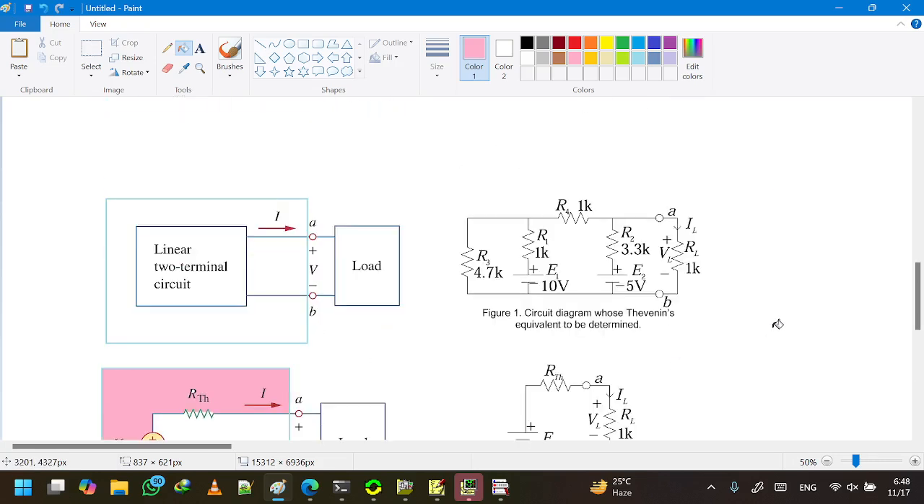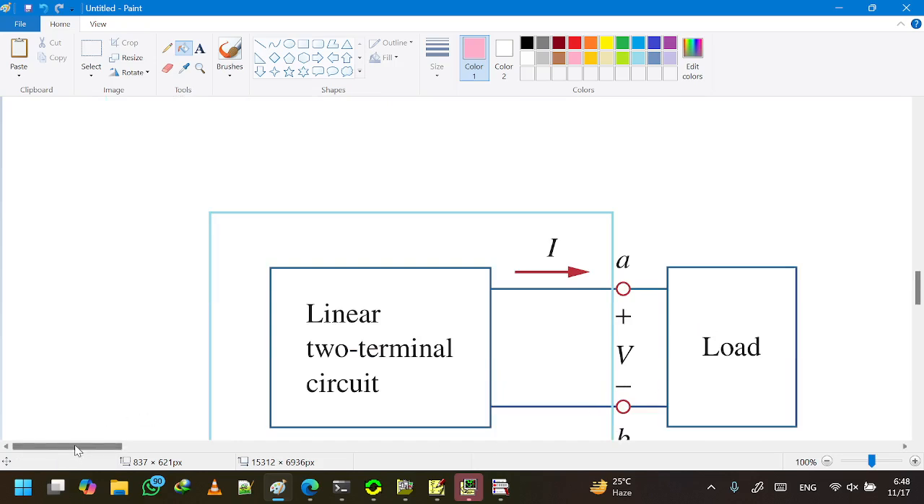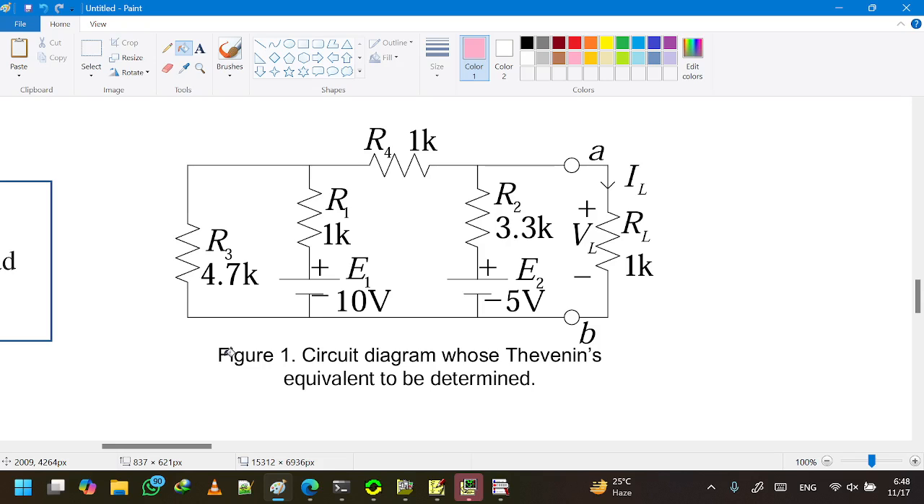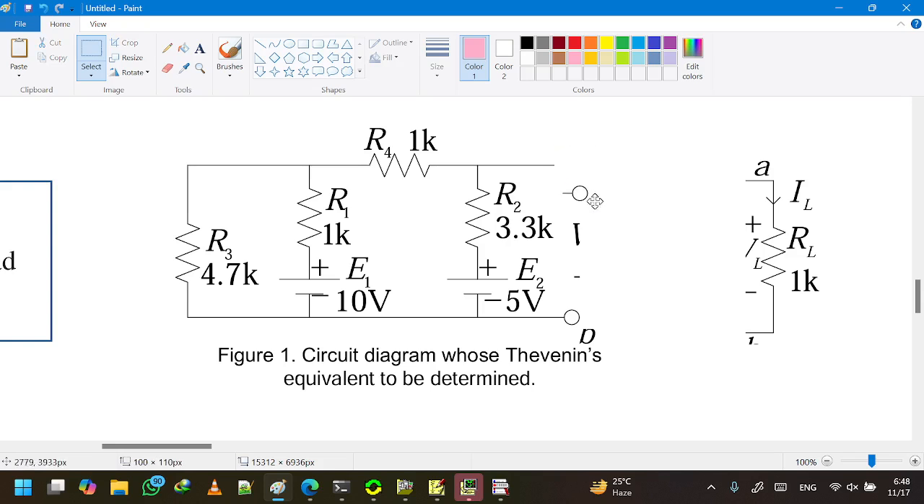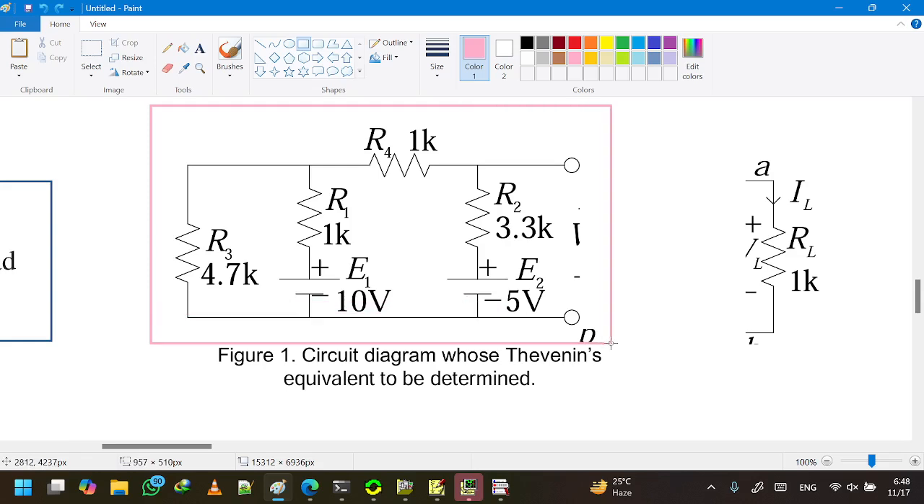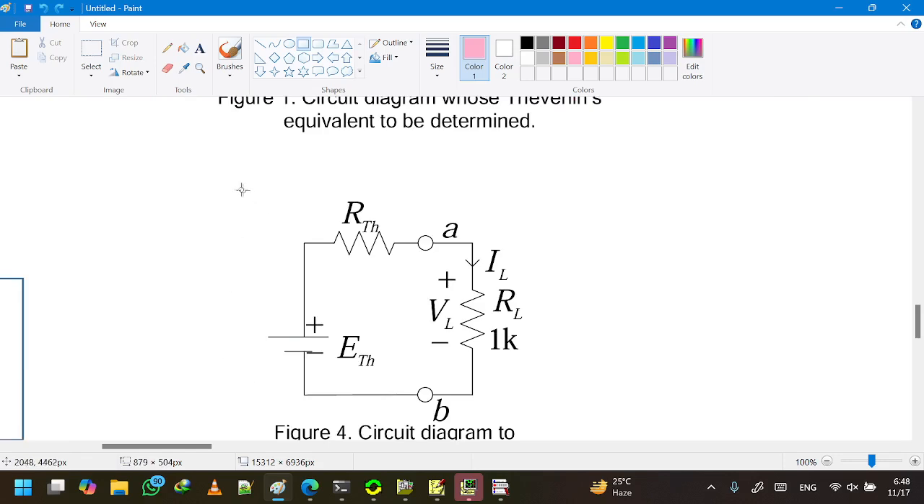Similarly, in the lab, our job is to find the Thevenin equivalent and verify the Thevenin theorem. So we have a very large circuit. If we disconnect the load, we have two terminals, terminal A and terminal B. So this big circuit can be represented with a very simple circuit called the Thevenin equivalent of this circuit. The Thevenin equivalent circuit would be a very simple circuit with only one voltage source and a resistor connected in series with it. The voltage source is called ETH or VTH and the resistance is called RTH.